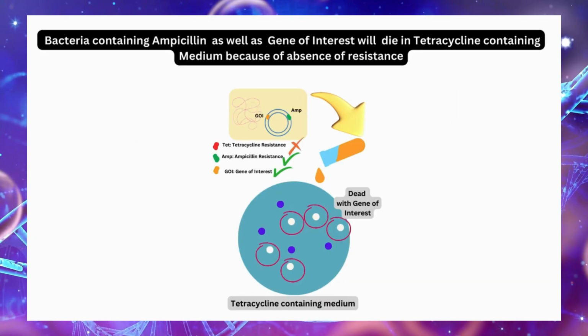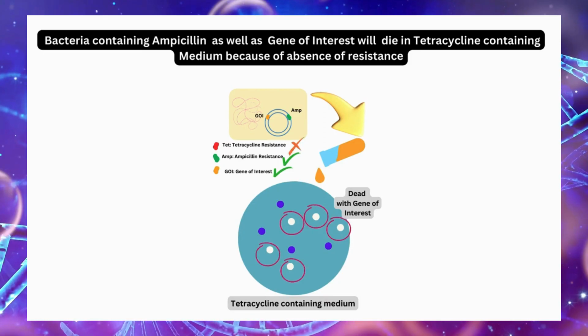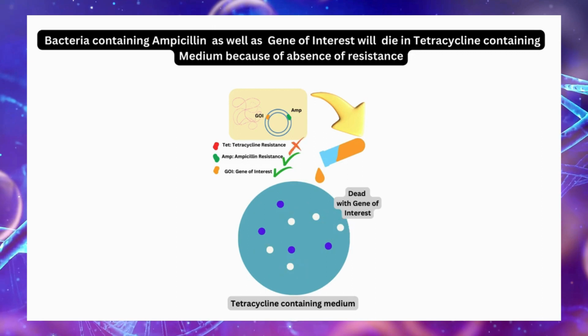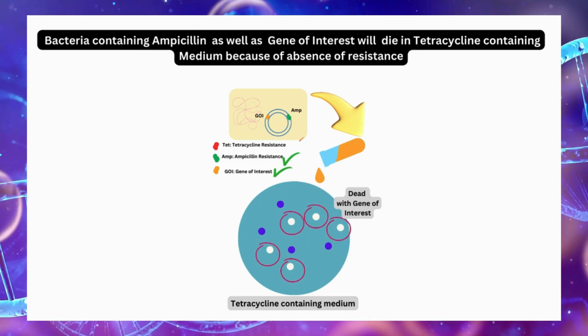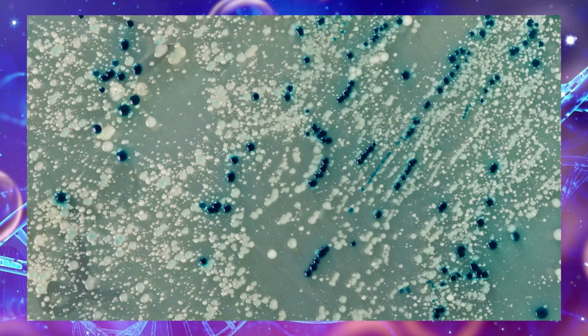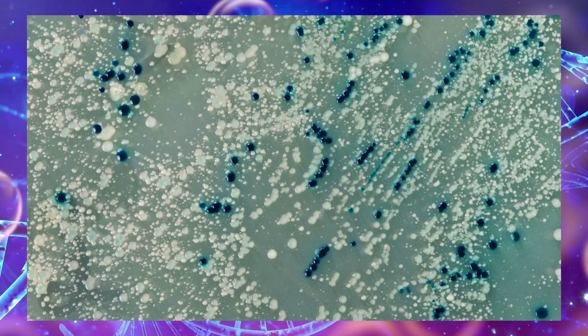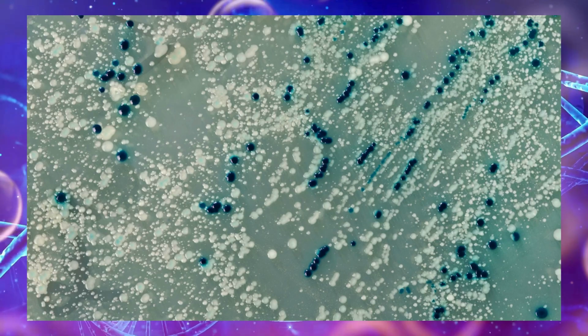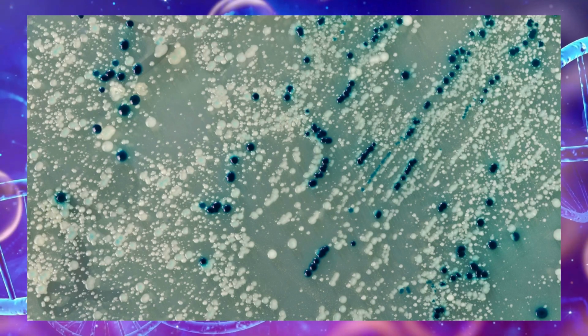These colonies are then transferred to tetracycline containing plates. Bacteria that fail to grow on tetracycline plates indicate successful gene insertion. In this way, colonies that are ampicillin resistant but tetracycline sensitive are selected as positive clones containing the recombinant DNA.